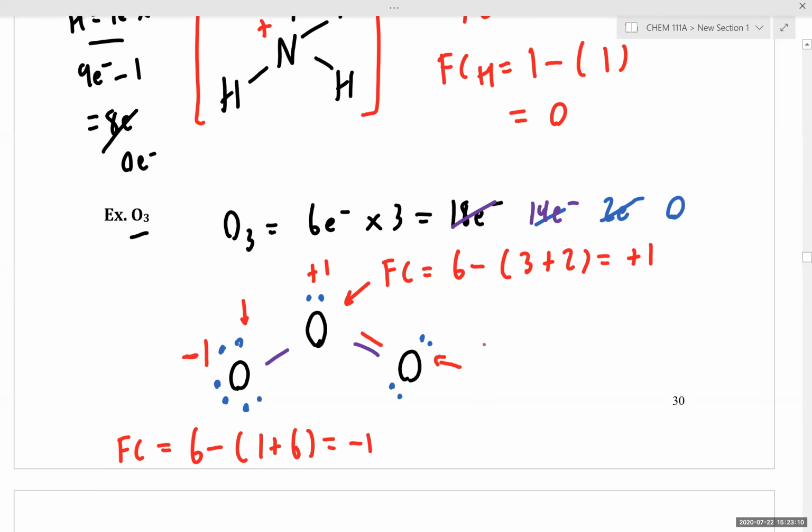Finally, for the rightmost oxygen, our formal charge is equal to 6. And now how many bonds are we forming? 2, okay. And how many lone pair electrons do we have? 4, yep. So that gives us a formal charge of 0. And you don't have to put the formal charge of 0. You only have to specify the non-zero formal charges.